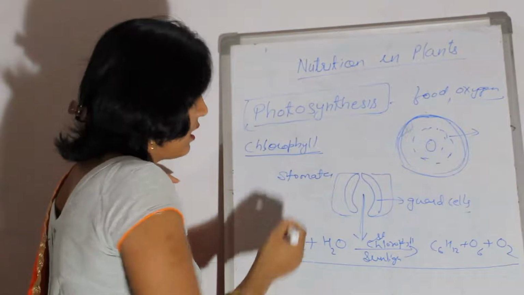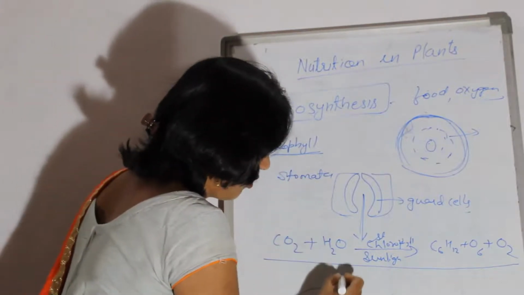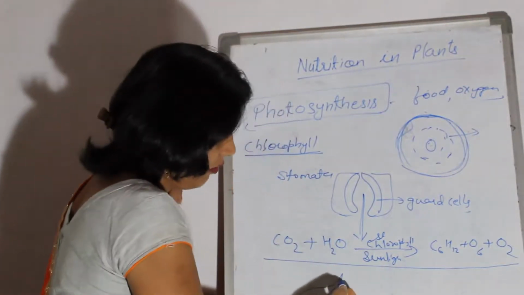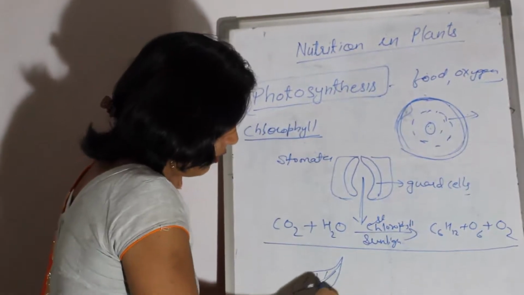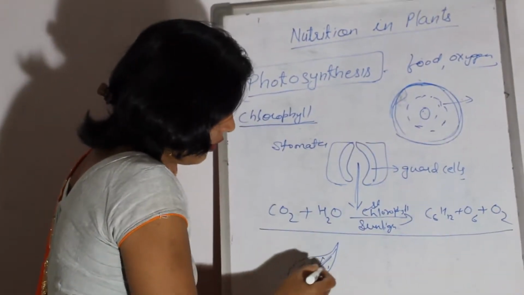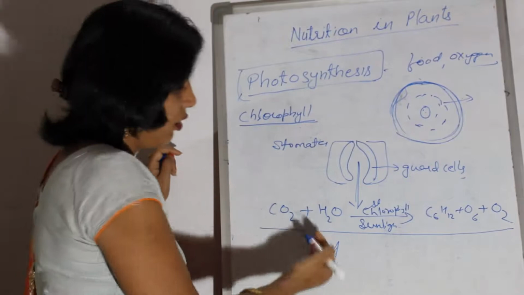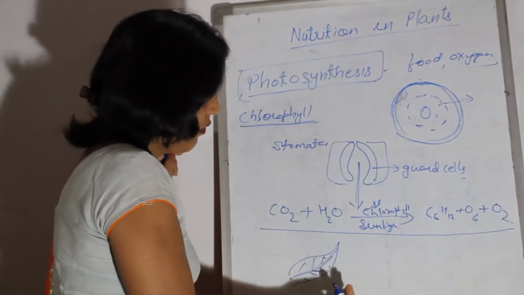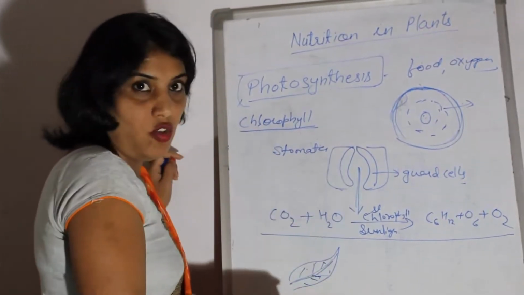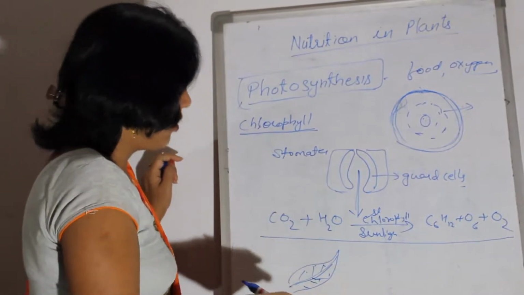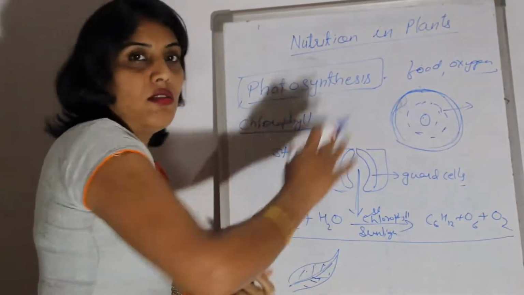So you must be knowing about the structure of a leaf. This is the structure of a leaf. This is its main rib and these are smaller ribs. Here there are stomata present on the upper surface and also on the lower surface, which help in the exchange of gases and also in transpiration. So this is the general process of photosynthesis.